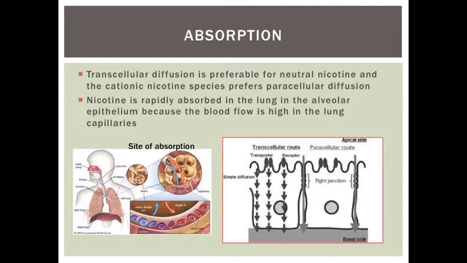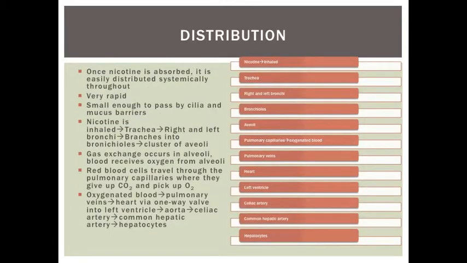Nicotine is rapidly absorbed in the lung alveolar epithelium because the blood flow is high in the lung capillaries. Once nicotine is absorbed, it is easily and rapidly distributed throughout the body. Initially, nicotine is inhaled and is small enough to bypass the cilia and mucus barriers. It proceeds to the trachea, to the right and left bronchi, which then branch into the bronchioles to a cluster of alveoli. Gas exchange occurs in the alveoli, where blood receives oxygen from the alveoli.